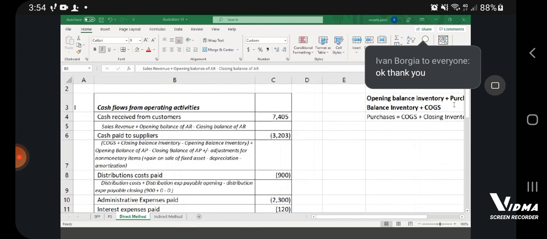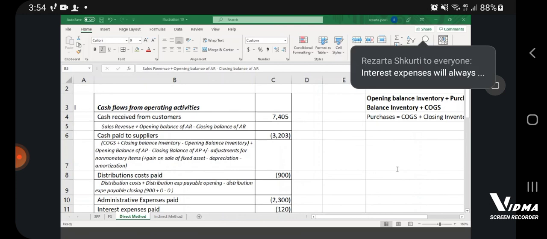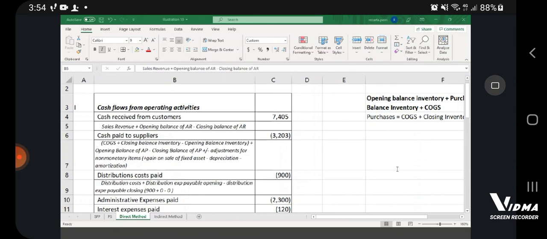Adela, don't worry about that. Almost always you will include the interest expense. So for the purposes of our exercises and problems, interest expenses will always be regarded as cash flows from operations.